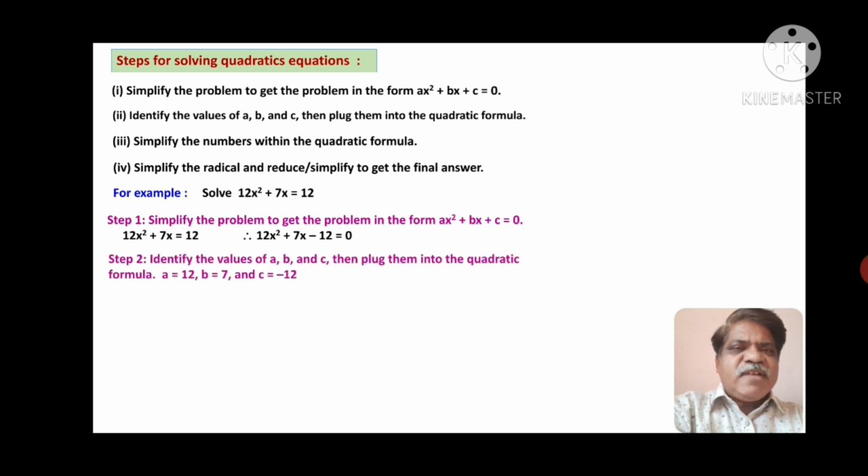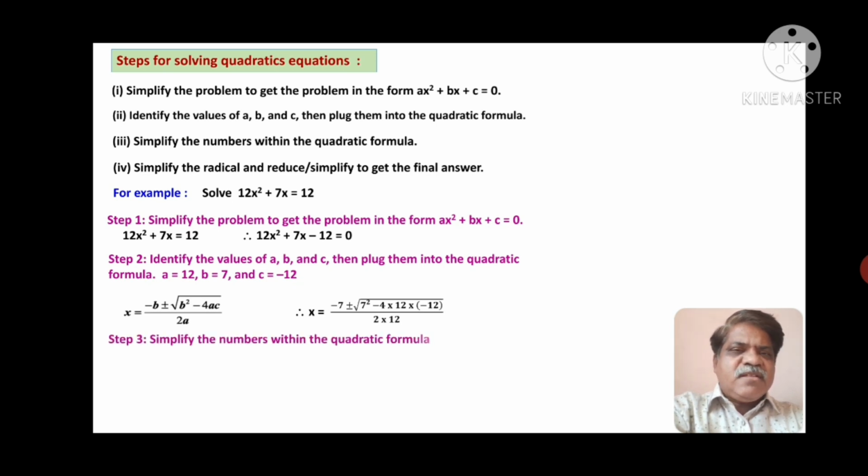Step 2, identify the values of a, b and c, then plug them into the quadratic formula. a is equal to 12, b is equal to 7 and c is equal to minus 12. And use this solution: x is equal to minus b plus or minus under root b square minus 4ac upon 2a. Therefore, x is equal to minus 7 plus or minus under root 7 square minus 4 into 12 into minus 12 upon 2 into 12. We have substituted the values.